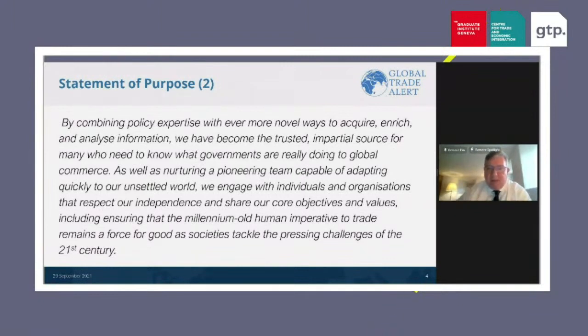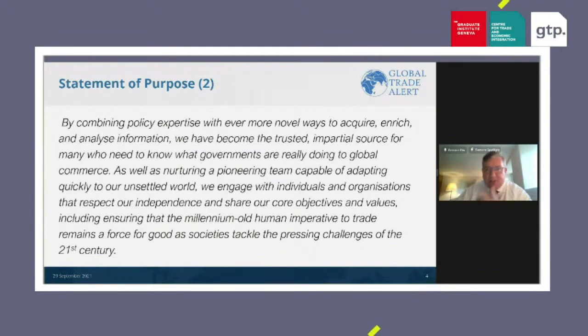We are based in St. Gallen, but we also want to emphasize that we're interested in engaging with individuals and organizations that respect our independence and share our core values as well. And that is all very much with the goal in mind of ensuring that the millennium-old human imperative to trade remains a force for good as we try and tackle the challenges of the 21st century. So this is very much what we seek to accomplish through our efforts and how we are going about it.